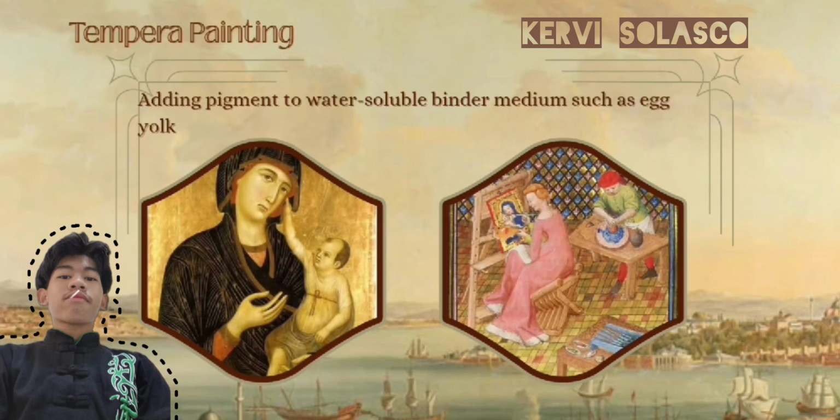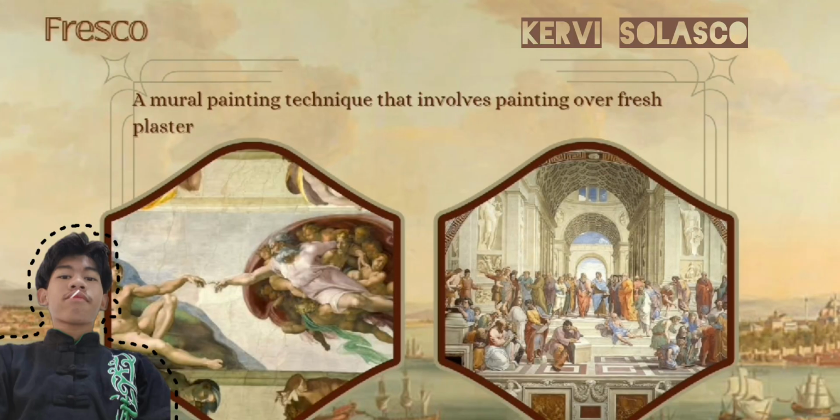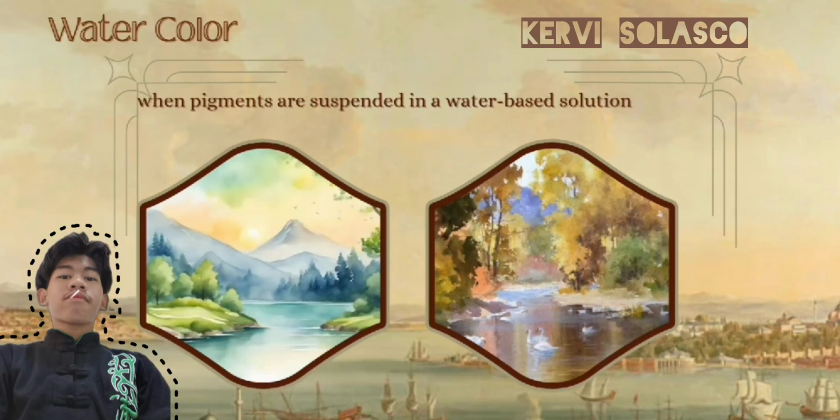Tempera painting, adding pigment to a water-soluble binder medium such as egg yolk. Tempera dries quickly and produces a smooth matte finish with fine details. Fresco, a mural painting technique that involves painting on fresh plaster. The paint becomes part of the wall as it dries, making the artwork long-lasting.